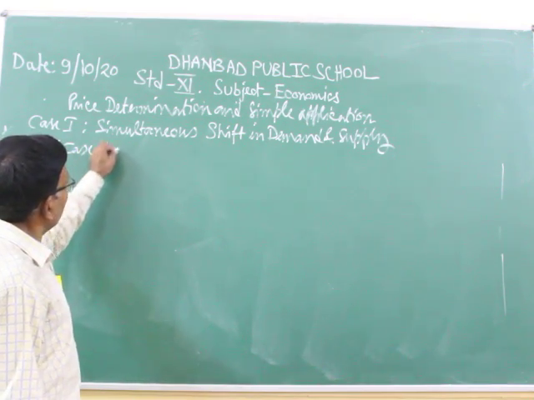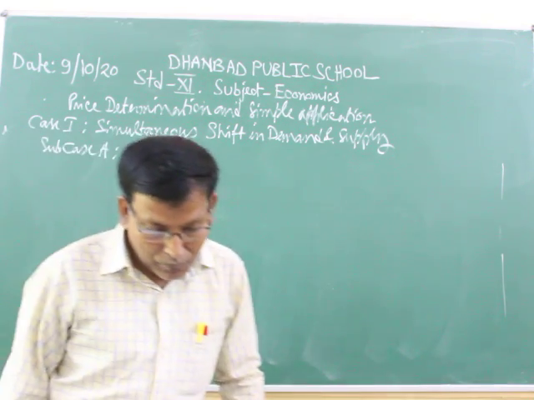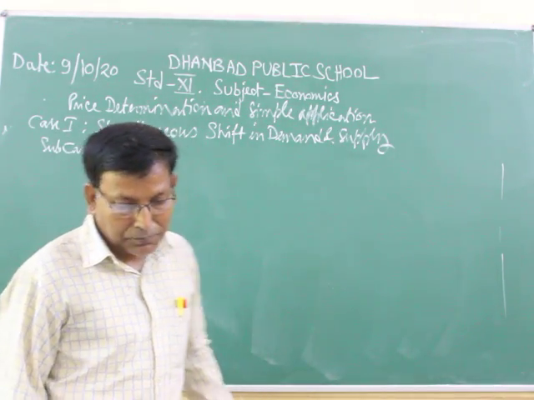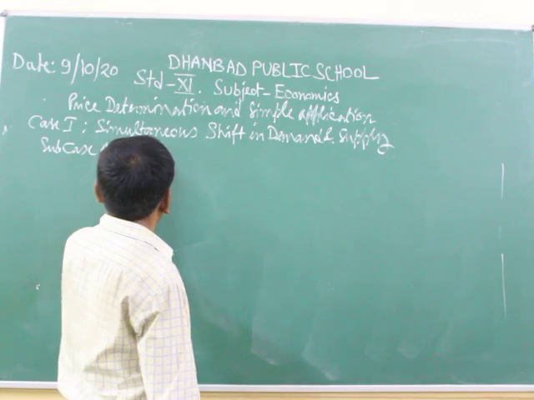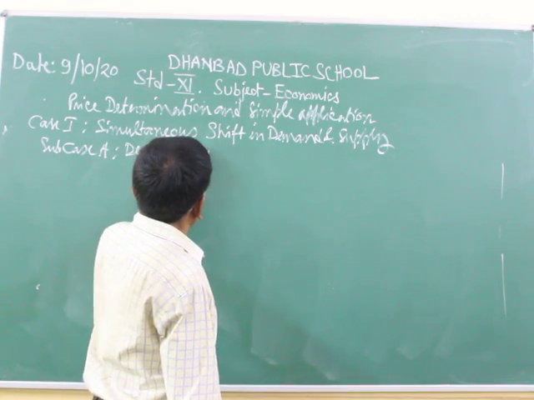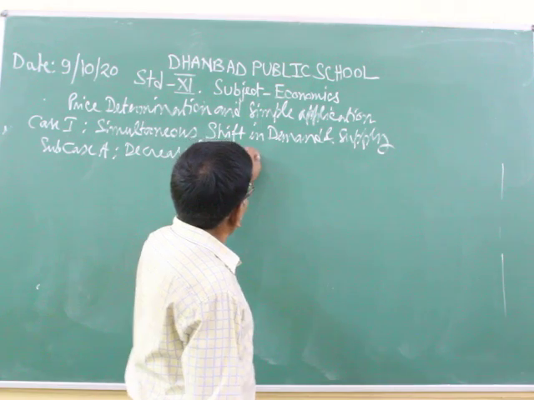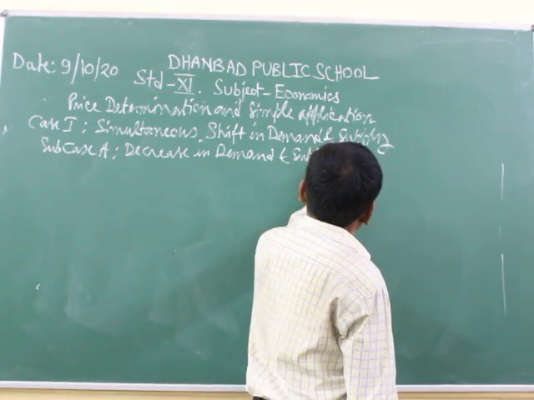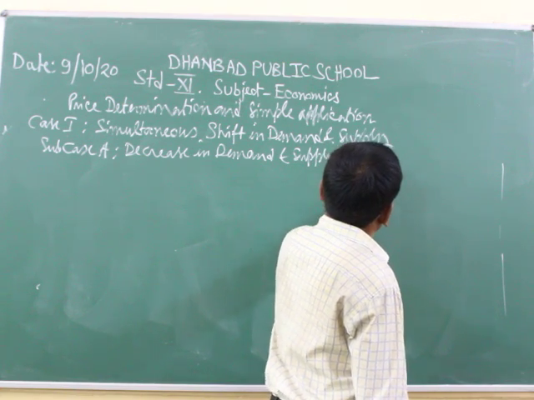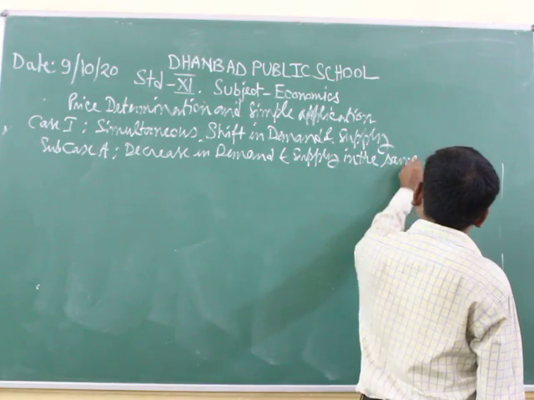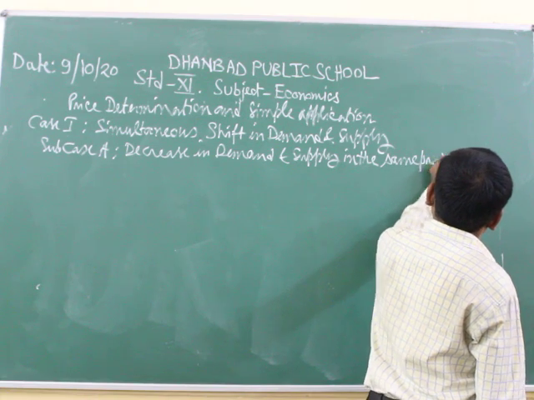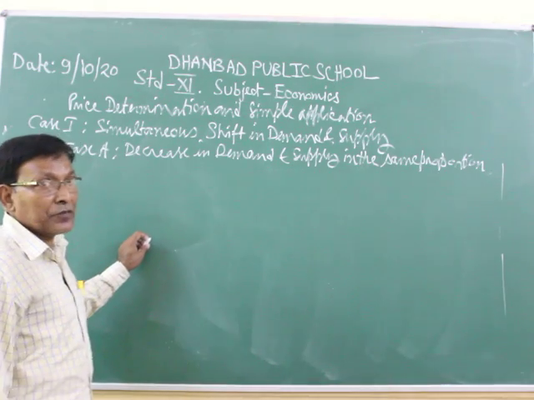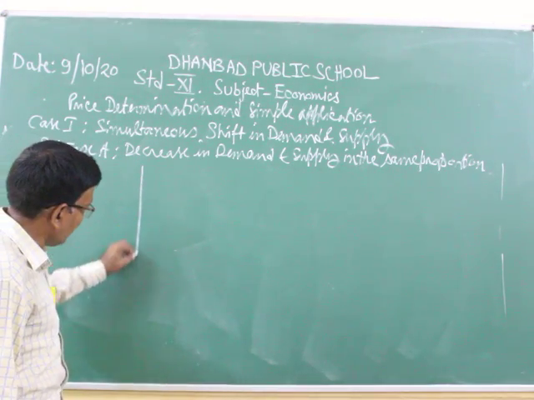Subcase A, we are taking a decrease in demand and supply in the same proportion. What is the meaning of this? Let me explain it with the help of a diagram.